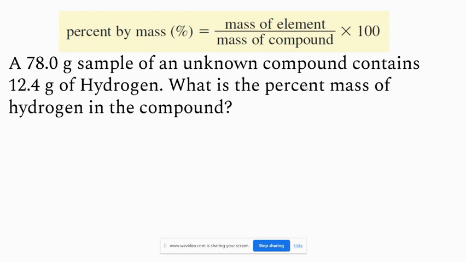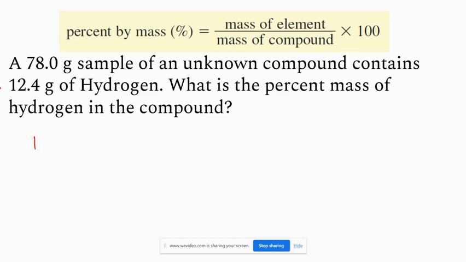All right, so how do we do this? Percent mass is the mass of an element divided by the mass of the compound times 100. So here we have 78% of a compound. Do you guys have these notes? Yes. Okay. You're starting to scare me here for a second. 78% of the sample is unknown. We know that 12.4 grams is hydrogen. They want to know what the percent of the hydrogen is.